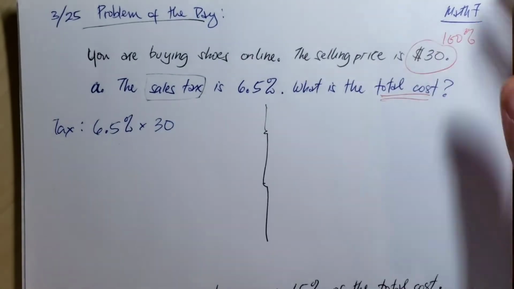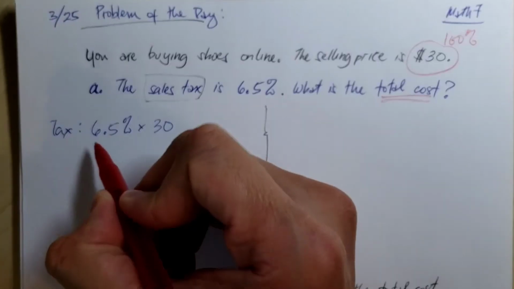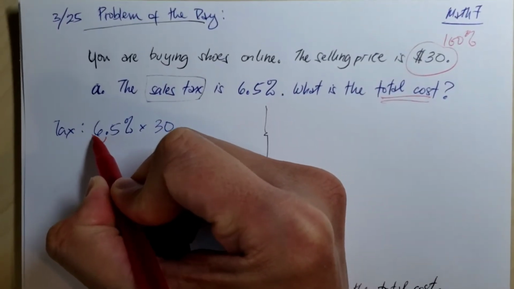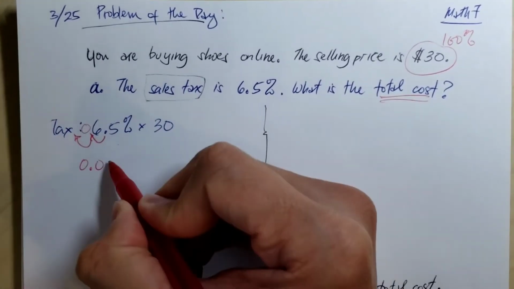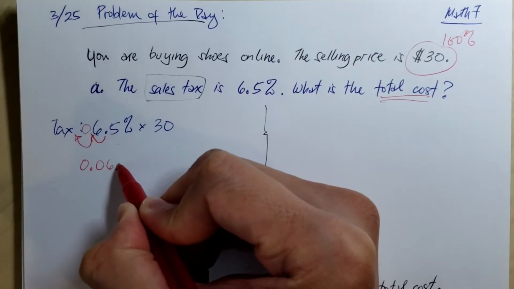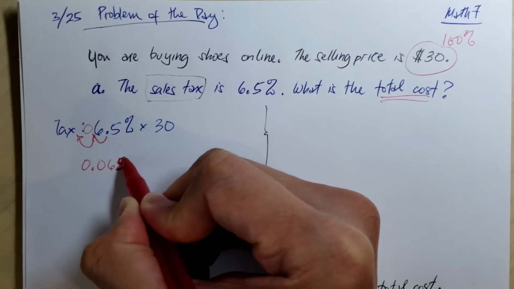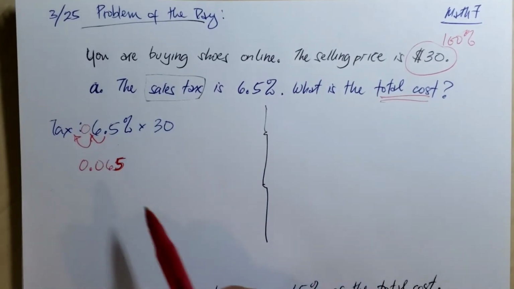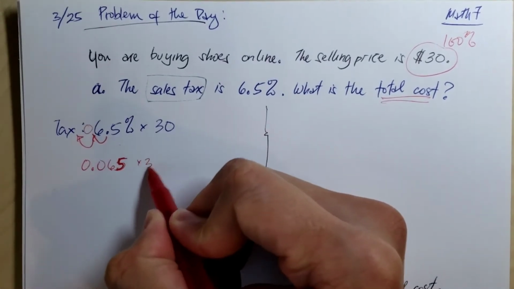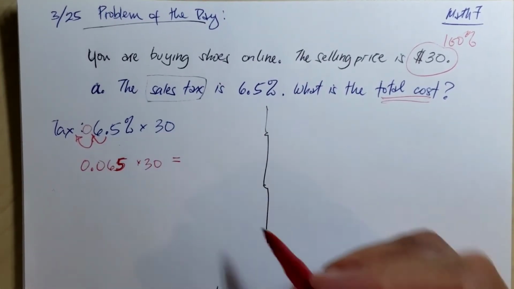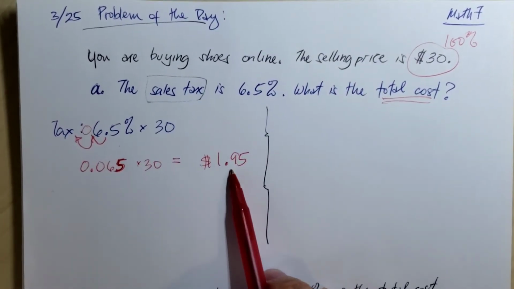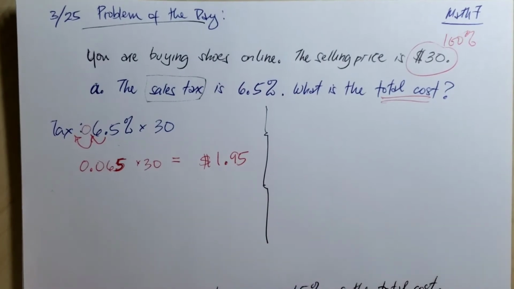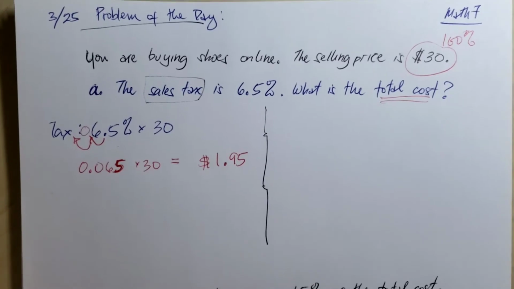So 6.5%, you can divide this by 100, or you can move the decimal point 2 units to the left. So that should give you 0.0 placeholder 65. So 0.065 or 65 thousandths times 30. If you use your calculator, you would get $1.95. So this is your tax. Like when you buy something, you pay for tax. For Maryland, we think we have about 6% sales tax.